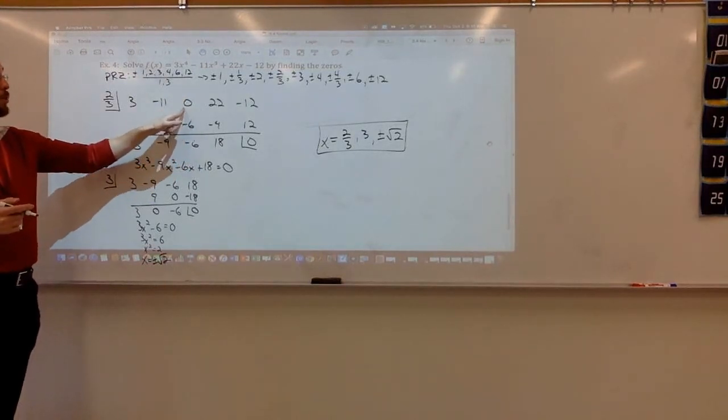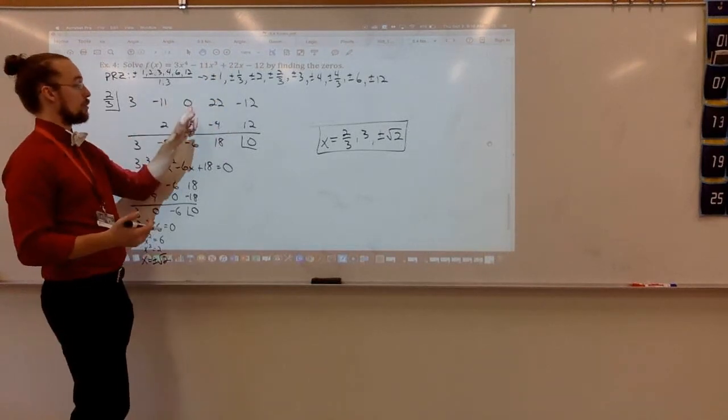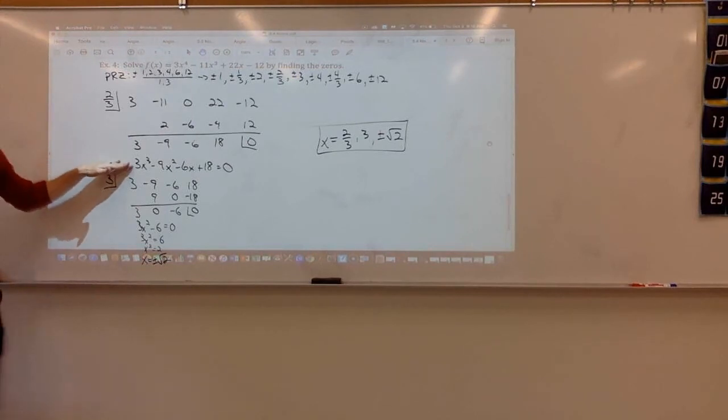Remember to include placeholders if we're missing any values, right? We don't have an x squared term here, so I had to throw a 0 in there. Once I divide that out, I end up with a cubic. Okay, so I would have to do this process again.